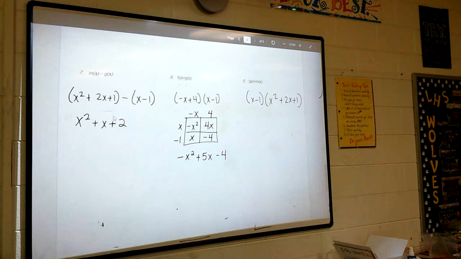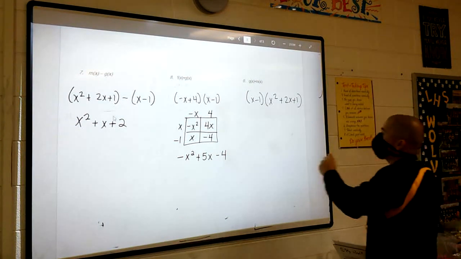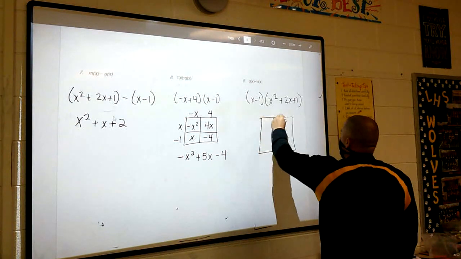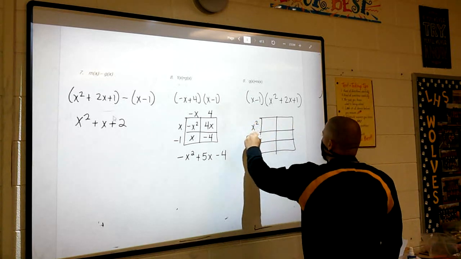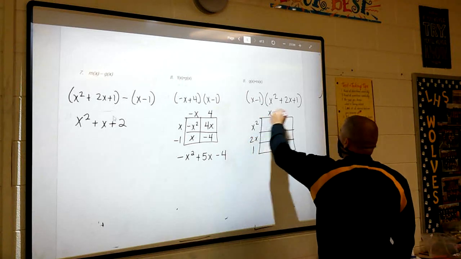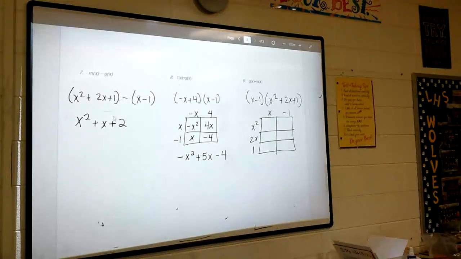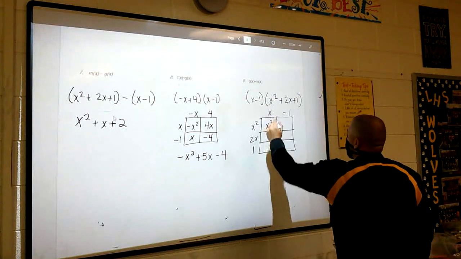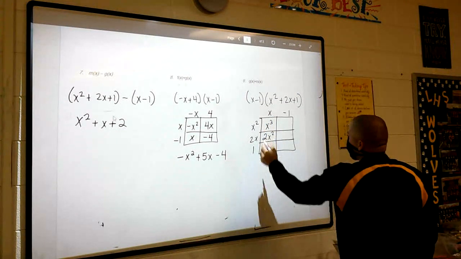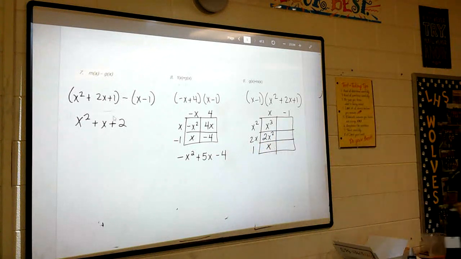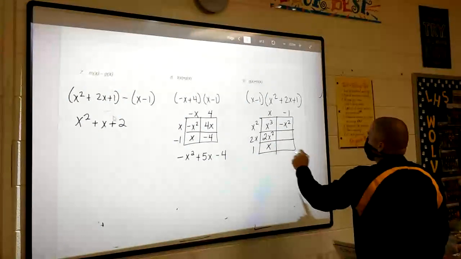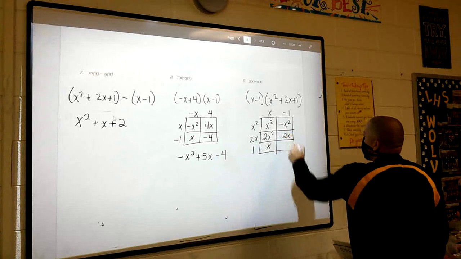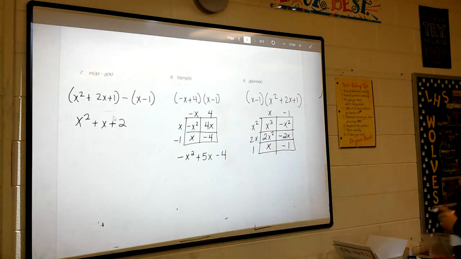And then finally in number 9, which is multiplication, it's the box method. Also, it's just we got 6 boxes instead of 4. So we are going to combine all 3. So we have x squared, 2x, and 1. And we have x and negative 1. So x times x squared is x to the third. X times 2x is 2x squared. And x times 1 is just x. So we got that one. Negative 1 times x squared is negative x squared. Negative 1 times 2x is negative 2x. And negative 1 times 1 is negative 1. So we've got all our things there.